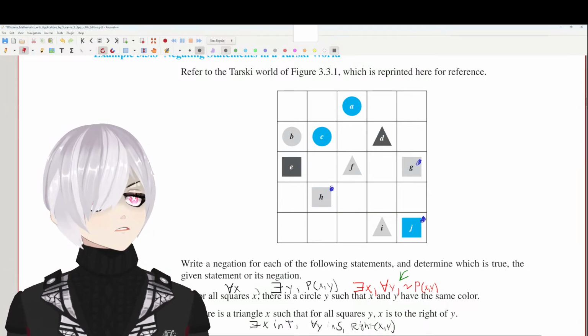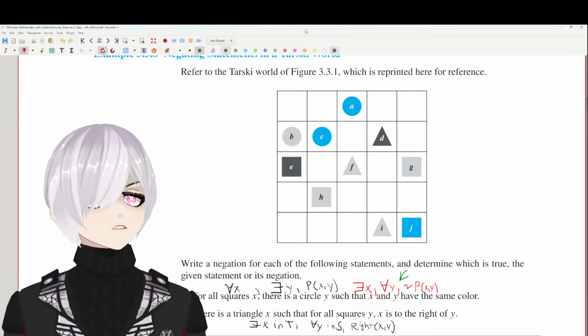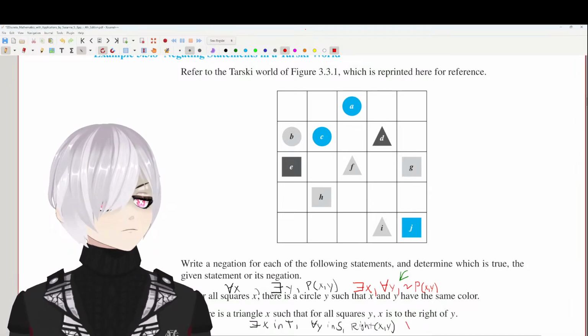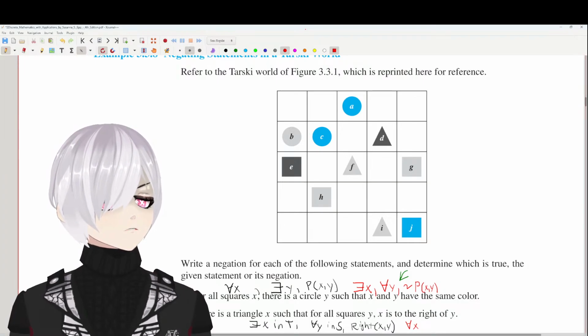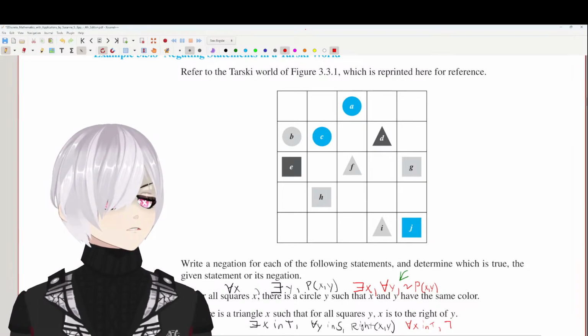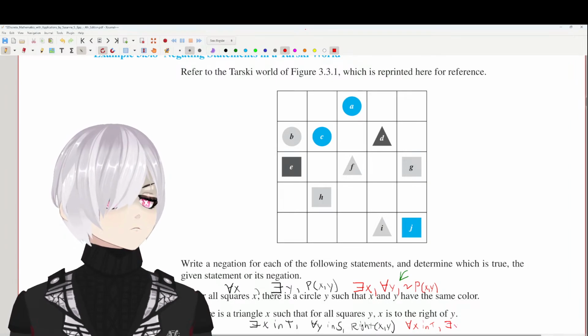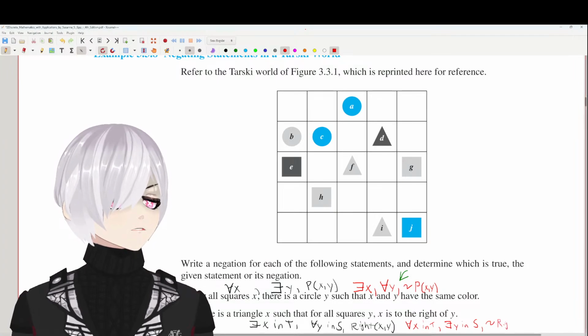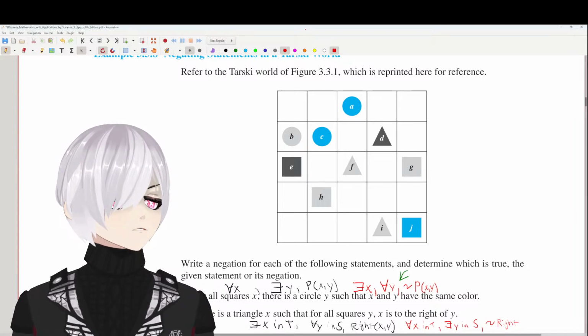And the negation will be: for all triangles, there exists some square such that the triangle is not to the right of it.